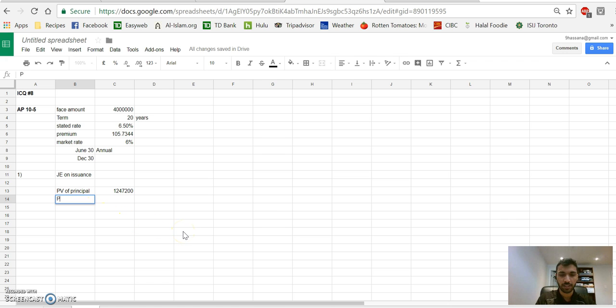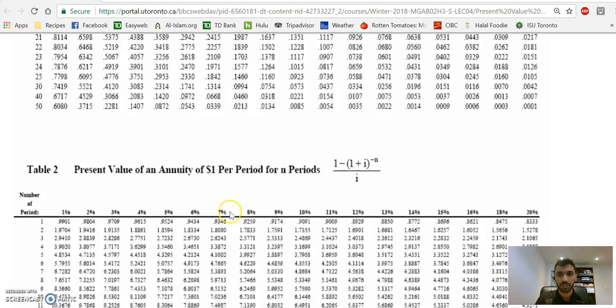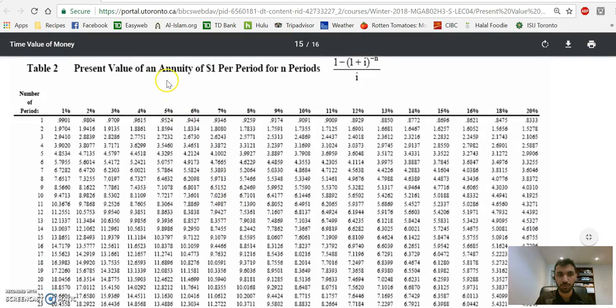So the second thing we need to present value is the interest. So present value of interest is, you start with the face amount, $4 million, times the stated interest rate, 6.5%, 0.065, times the factor. And again, we'd go back to the present value tables with our N, the number of periods being 20. And our interest rate, again, use the market rate when you use the tables, use 6%. In this case, we're using the second table, which is the present value of annuity table.